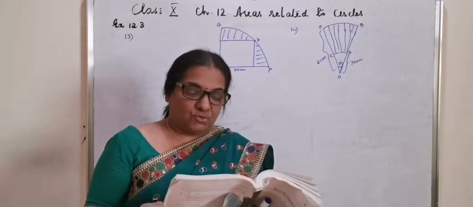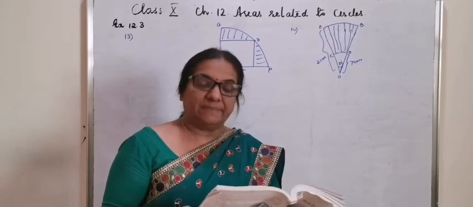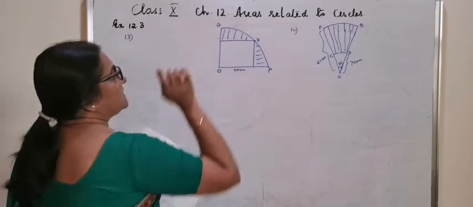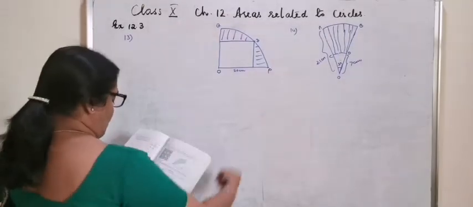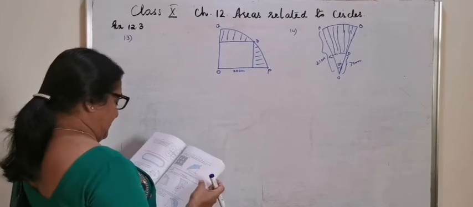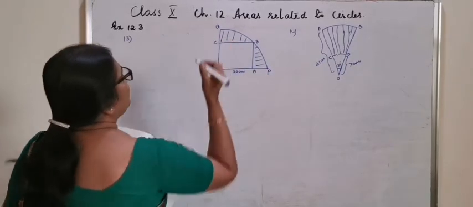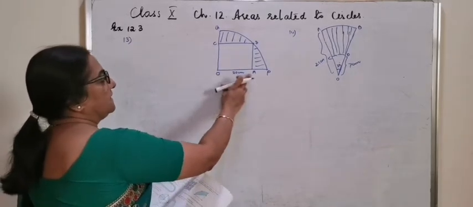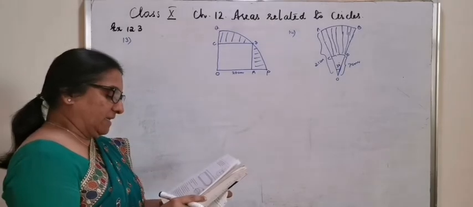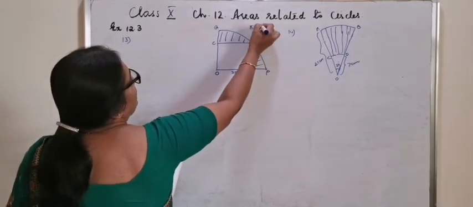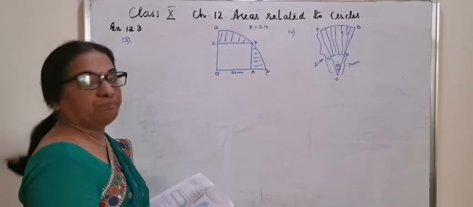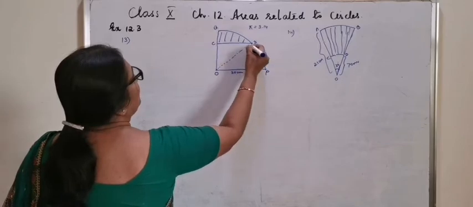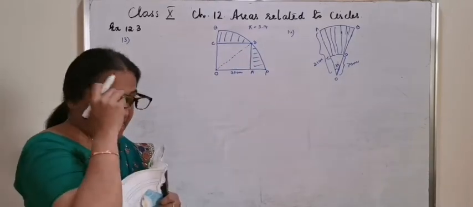Question number 13. In the figure, square OABC is inscribed in quadrant OPBQ. OPBQ is a quadrant and OABC is a square. So the radius of the quadrant is not known to you, but only the side of the square is known to you. Find the area of the shaded region. Use pi as 3.14.